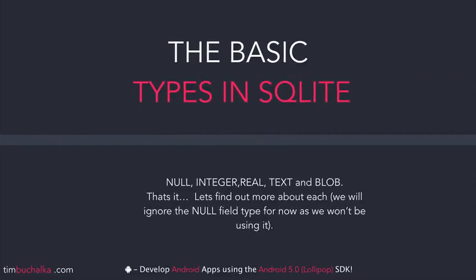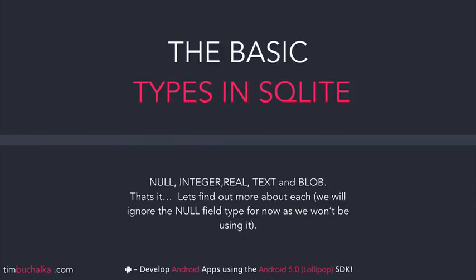So the basic types in SQLite: null, integer, real, text, and blob. That's it. That's the only types of data you can currently store in a SQLite database. So we're going to find out more about each, other than the null field. We're not going to be talking about that because it's not something we need to know at this stage.